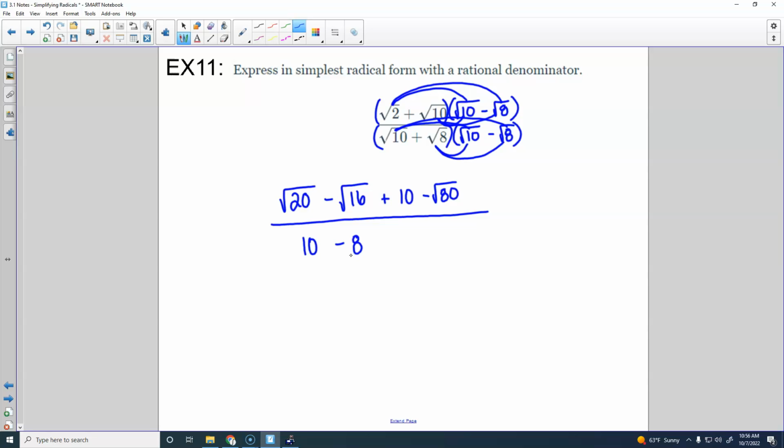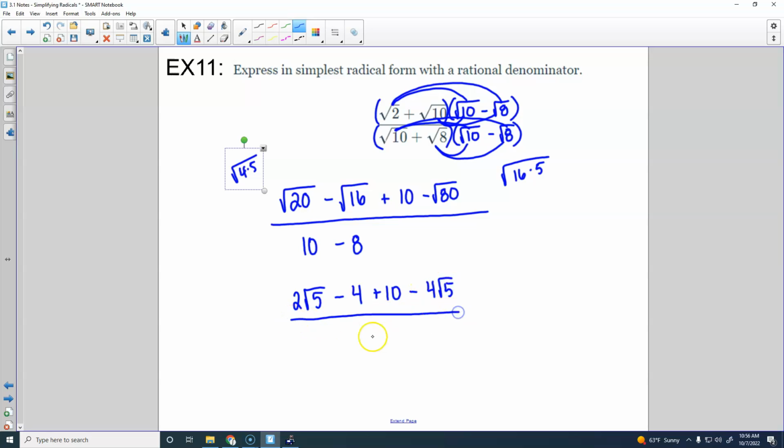Everybody okay here? All right, so then we need to simplify anything we can simplify. Square root of 20, will it break down? Yes. It could break down into 4 times 5, which is going to give us 2 root 5. Square root of 16 is just 4. And 80, we already did that one once, didn't we? It's 16 times 5, so it'll give us 4 root 5, and this will all be over 2.